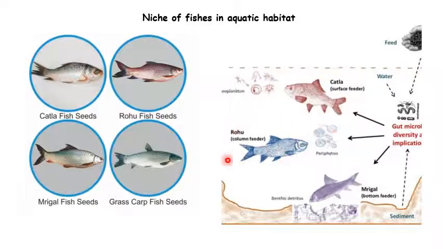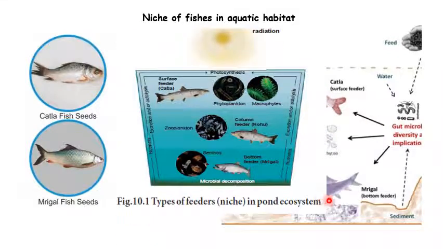Likewise, if you look at this Rohu, its mouth is somewhat equally positioned towards its head, so it feeds on the food in the middle region. And we have Mrigal, which is otherwise known as the bottom feeder. According to its requirement, it has its own niche.